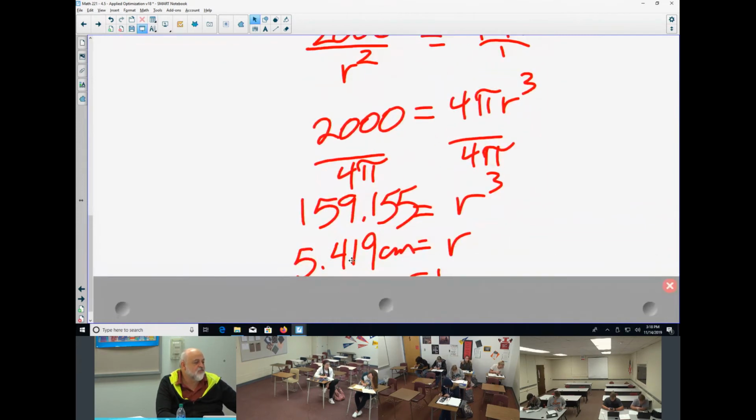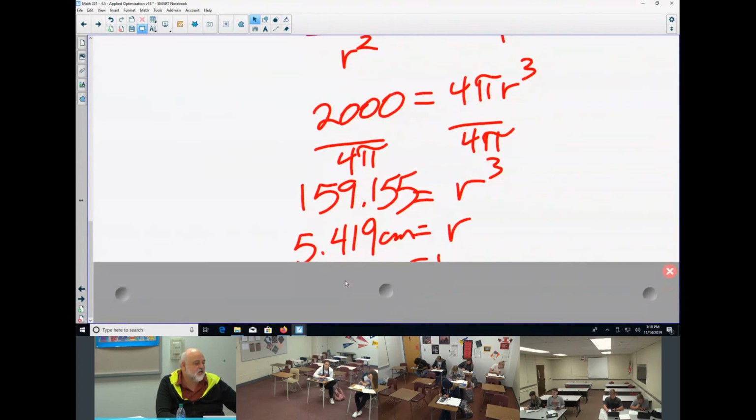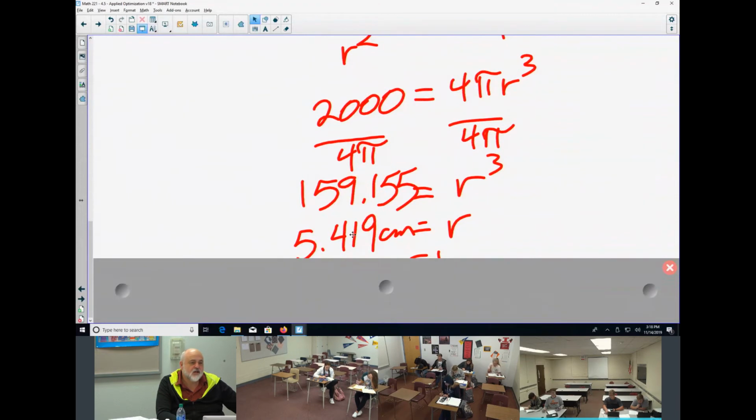Oh wait, you said 5.419 when you do the cube root. I think you did it right. Isn't this what you said? Yes. Yeah, I'm sorry. You did have it under the radical. Okay.